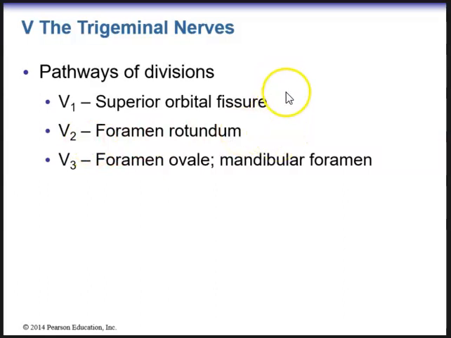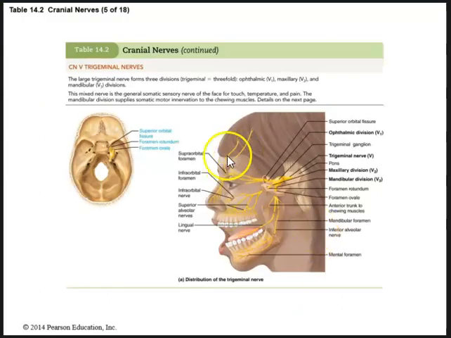So those are two holes, either above the orbit of the eye or below the orbit of the eye. And then V3 will go out the mandibular foramen, and also the mental foramen. Here we can see in this picture the different foramen that the branches of the trigeminal nerve will go through, so I would definitely take a look at that.